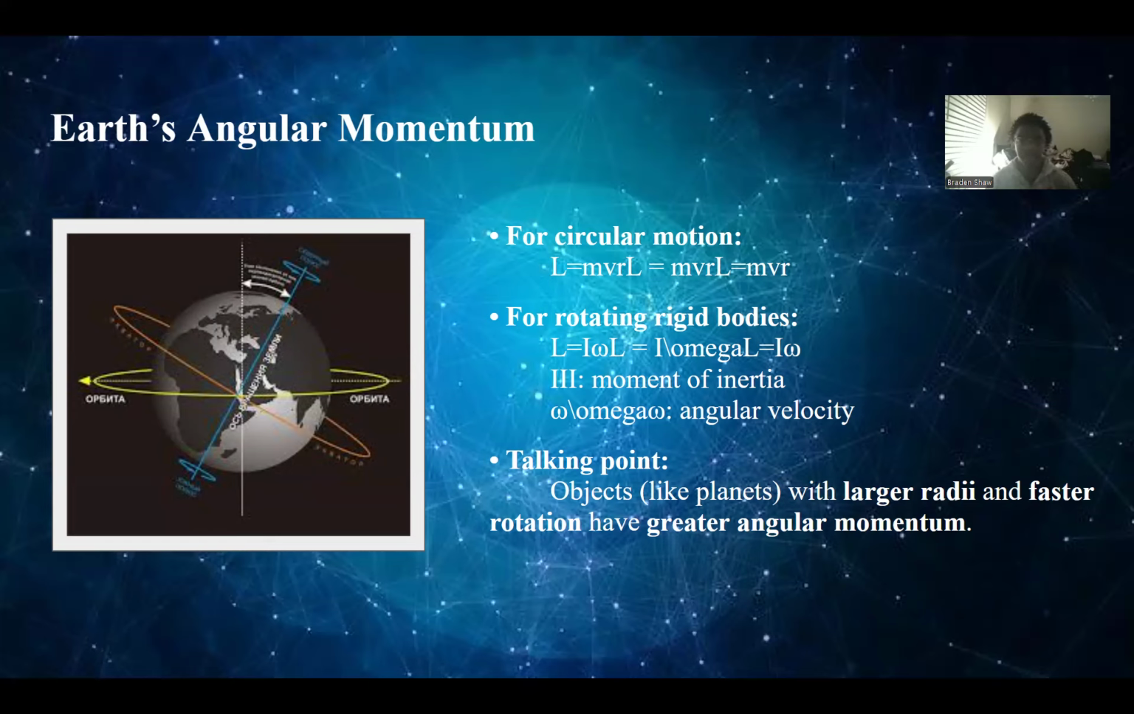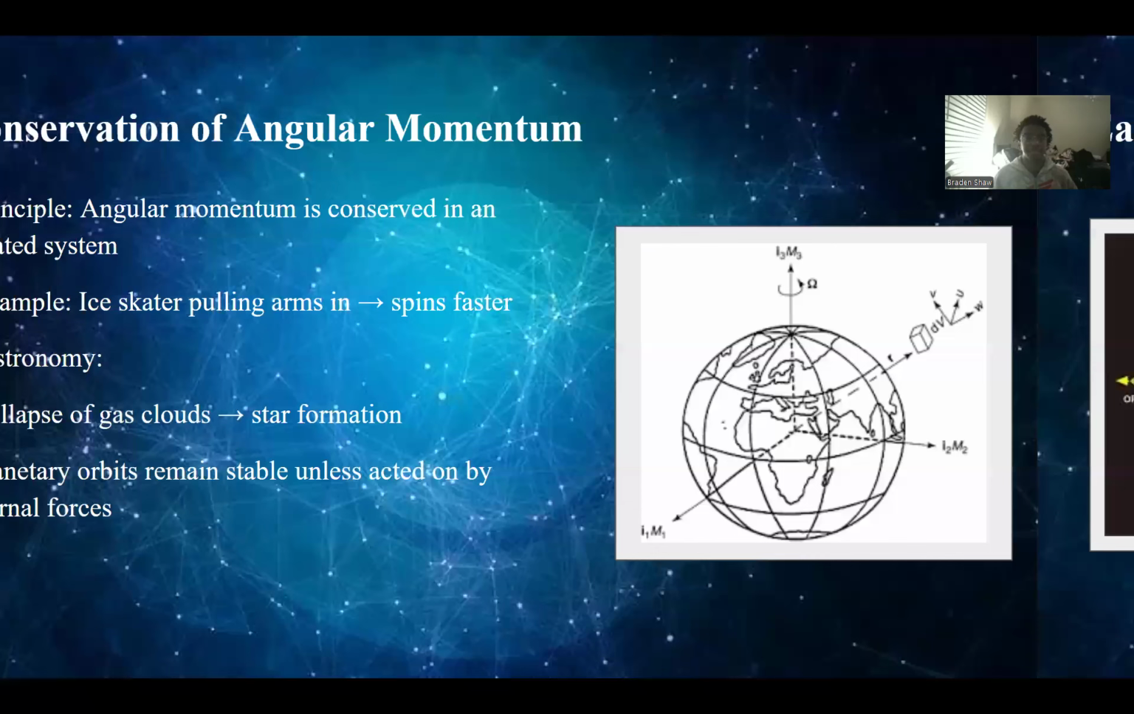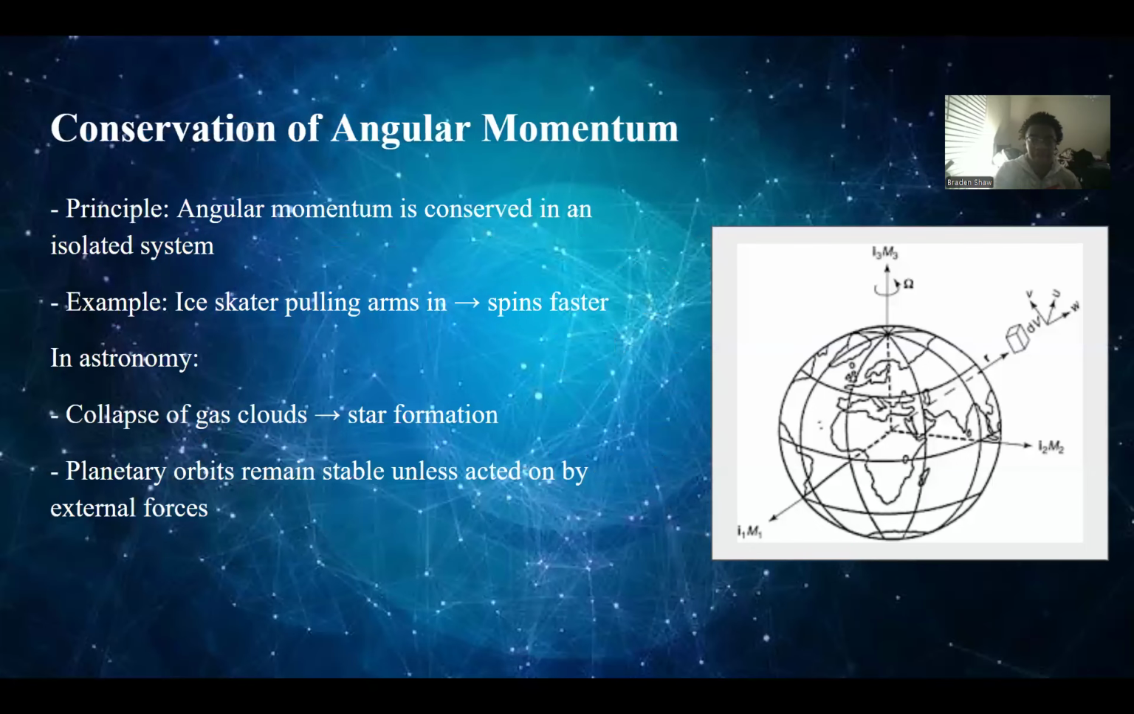Moment of inertia tells us how mass is distributed in relation to the axis, and angular velocity describes how fast the object is spinning. In simple terms, objects with larger radii or faster rotation have a greater angular momentum. That's why larger spinning planets can hold so much angular momentum. Now to the next slide.